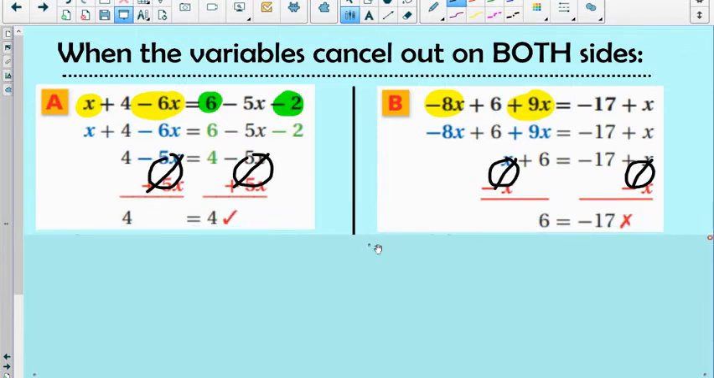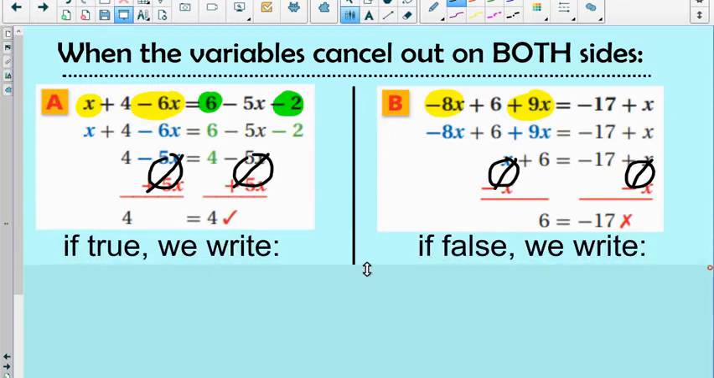So when this happens, this results in a special equation. In example A, we got a statement like 4 equals 4. There's a check mark there because that's true. In example B, the leftover numbers were not equal. They were not the same. So there's a little X there to show that that's not true.